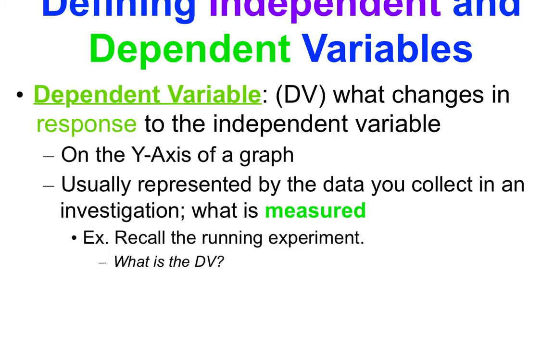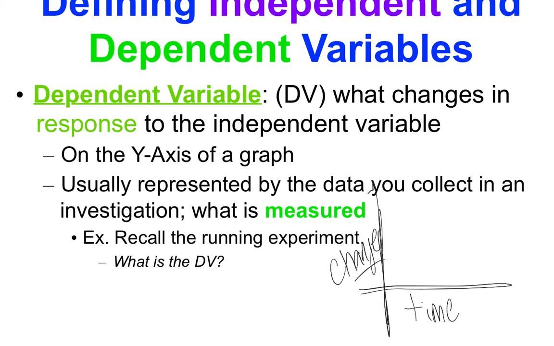A dependent variable is depending upon the experiment that you've chosen. It's what changes in response to the independent variable. So usually along the x-axis, oftentimes we have time. And on the y-axis, up and down, we have something that changes. And so oftentimes that's the dependent variable. The change here is depending upon this factor right here. And it usually represents data that we collect, and it's oftentimes measured. So recall the running of that experiment.